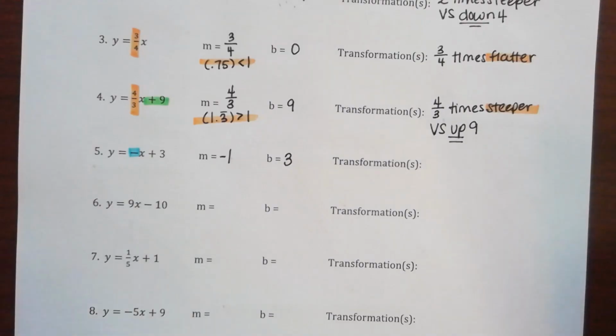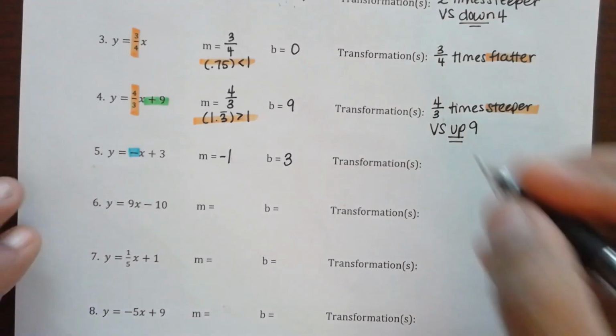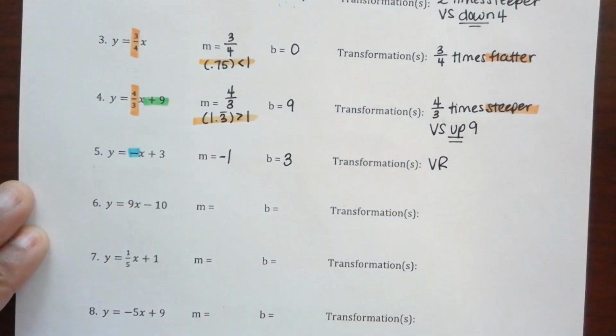I said -1, which makes it a what transformation? Nope, you're not reading, you're guessing. Don't say, oh. What'd you say? Vertical reflection. Because isn't that the very first one?